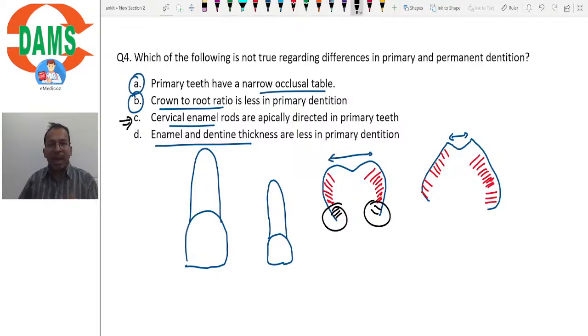And option D, that is, the enamel and dentin thickness are less in primary dentition. That again is true. The crown itself is smaller in primary dentition, and the thickness of dentin and enamel is also less in the primary dentition as compared to the permanent. So the correct answer here would be C, that is, cervical enamel rods are apically directed in the primary teeth.